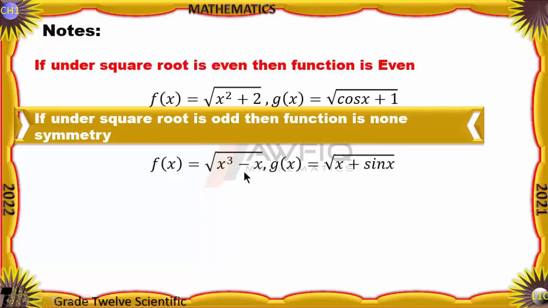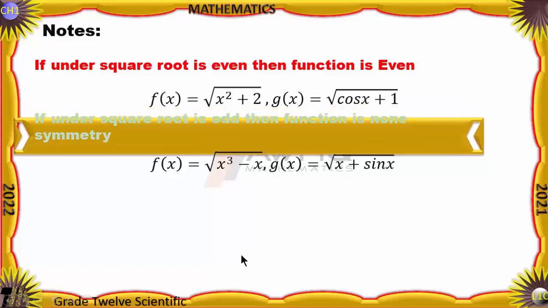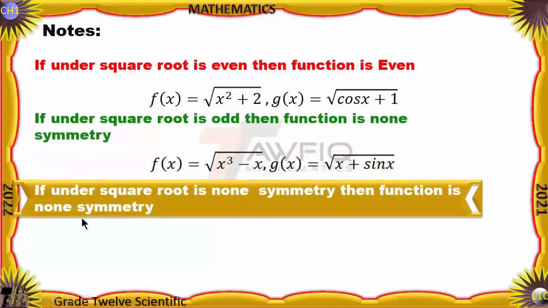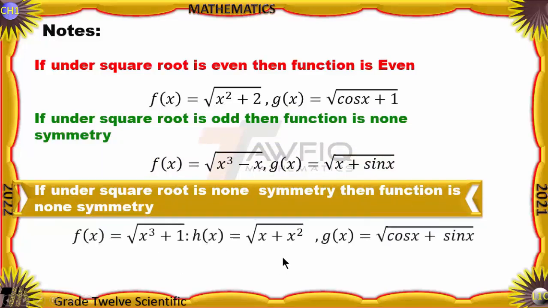The square root of x cubed minus x is non-symmetric because we have an odd function under the square root. Here x plus sine x is an odd function, so under the square root it is non-symmetric. If under square root is non-symmetric, then the function is non-symmetric.